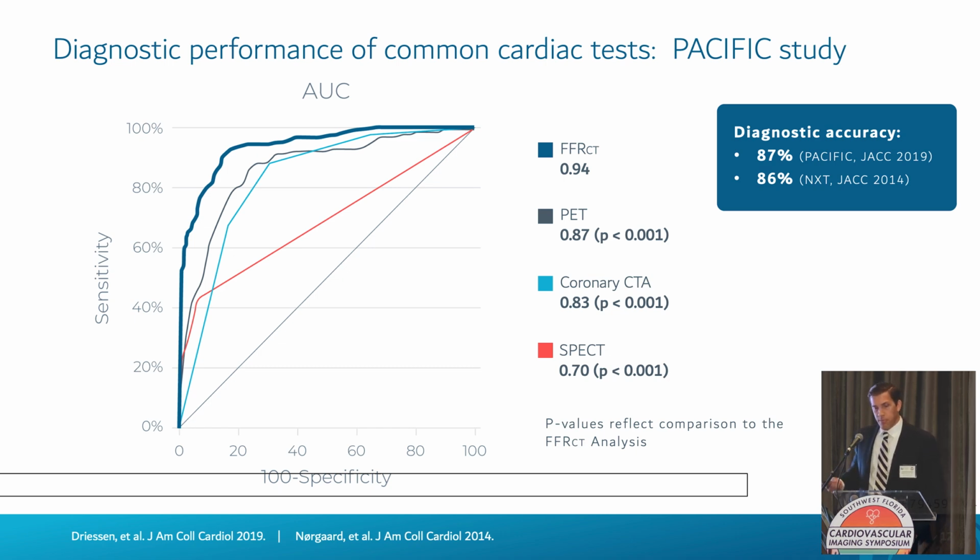How does FFR-CT perform relative to some of the other imaging tests out there? If we look at the results from the PACIFIC study, which was mentioned earlier by Dr. Morris, it performs quite well. This was a very interesting study where patients underwent a battery of non-invasive tests followed by invasive cath with invasive FFR as a gold standard. It looked at overall accuracy. FFR-CT fared the best with an AUC of 0.94 compared to even myocardial perfusion PET, which had an AUC of 0.87, and coronary CTA, which had an AUC of 0.83.